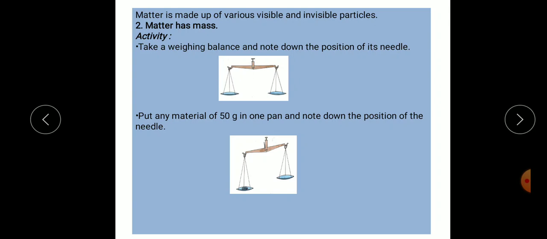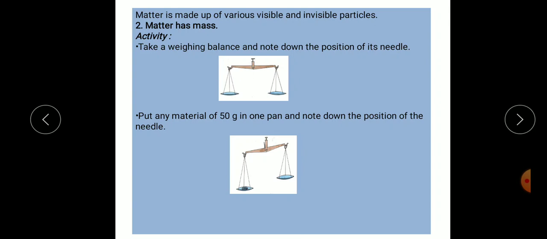Put a material of 50 grams. You take 50 grams of any material and keep it in one pan and note down the position of the needle. The needle bends towards the side where we put the 50 grams of material on one pan.